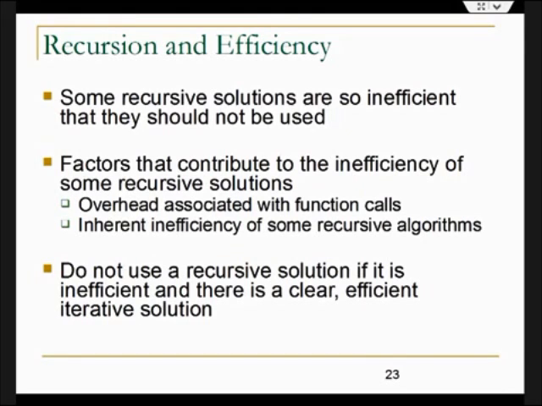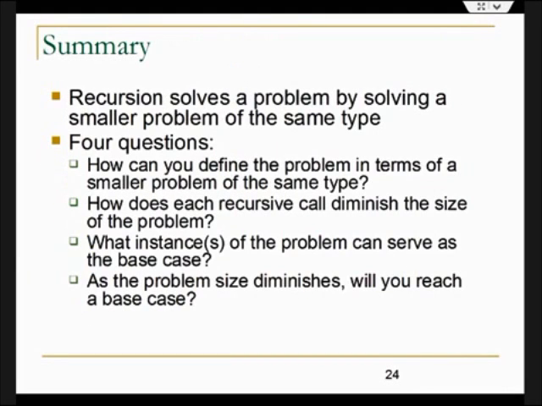So if you can do a clear and efficient iterative solution, do that. But sometimes the iterative solution is just so much more complicated, and also the recursive solution doesn't really go through so many recursive iterations, so it's all right. For example, if you're doing parsing, recursive solutions are often clearer. A recursive solution solves a problem by solving the smaller problem of the same type.